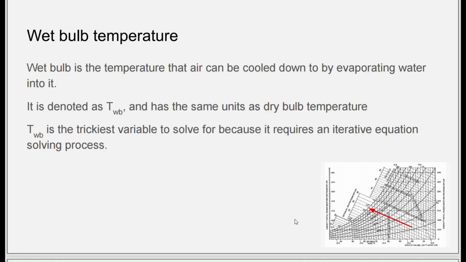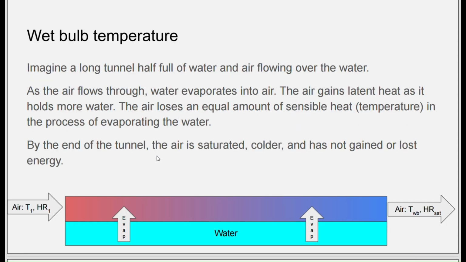Last one we're going to talk about is wet bulb. Wet bulb's the most complicated one to calculate, so that's why we saved it for last. What it technically is, wet bulb is if you were to take a wet paper towel and then wrap it around the bulb of a thermometer and then start swinging it around, that thermometer would read the wet bulb temperature. So what that is, wet bulb is the temperature the air can be cooled down by evaporating water into it.